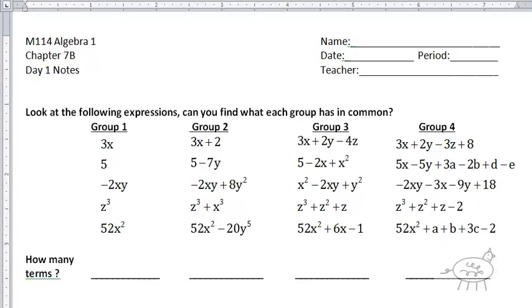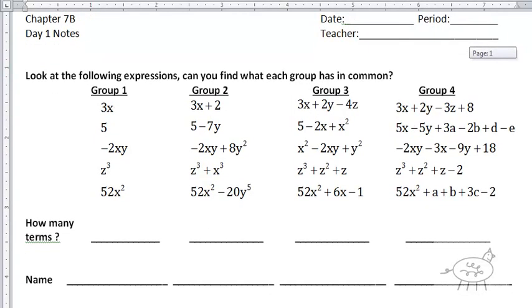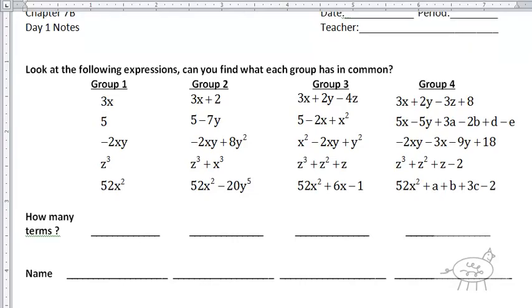First we're going to start out with our day one notes here. It says, look at the following expressions. Can you find what each group has in common? If you look, move this down a little bit, you guys agree that it has one term.